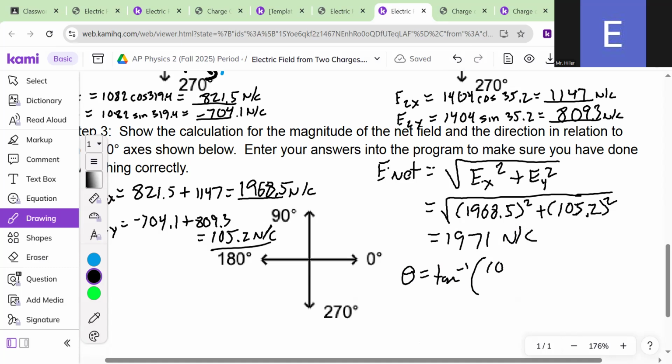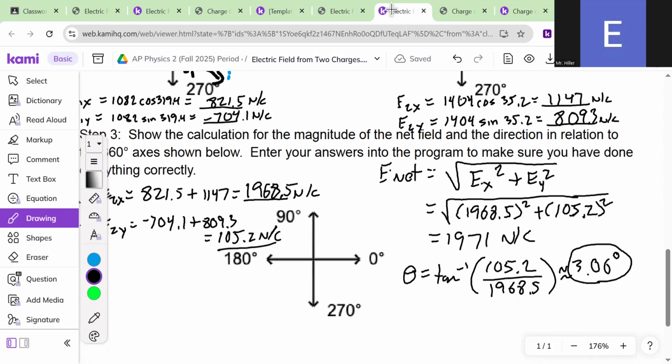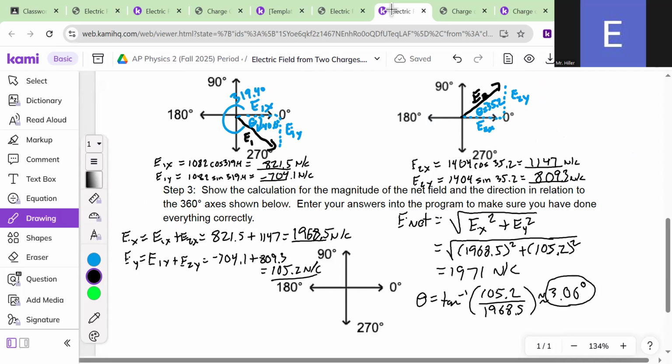Now the direction, we're going to use the arctan formula. So it would be my EY 105.2 over my EX 1968.5. And I'm getting roughly about 3.06 degrees, so barely above the horizontal. Okay, like that. I mean, it's smaller than that, actually.